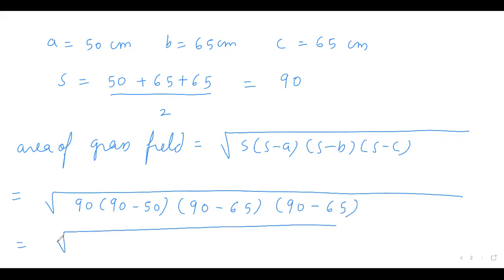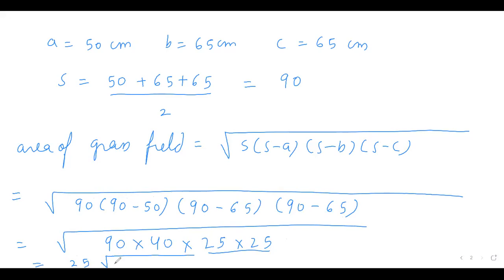So now write down 90 into 40 into 25 into 25. So these are coming in pair. So I can just remove them out, 1 out of this 2.